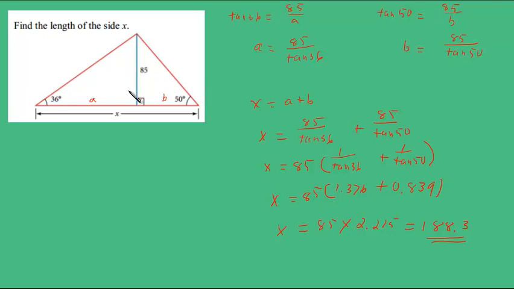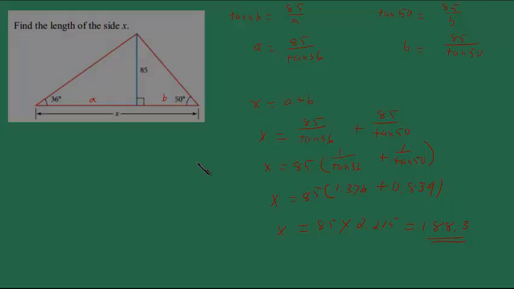Anyway, the main thing here is a strategy, right? To find this value X, we found A, and then we found B and added them. We were able to find A because it's the adjacent side of a right triangle, and likewise B. And so we use the tangent function to find them. Alright, so let's look at the next one.